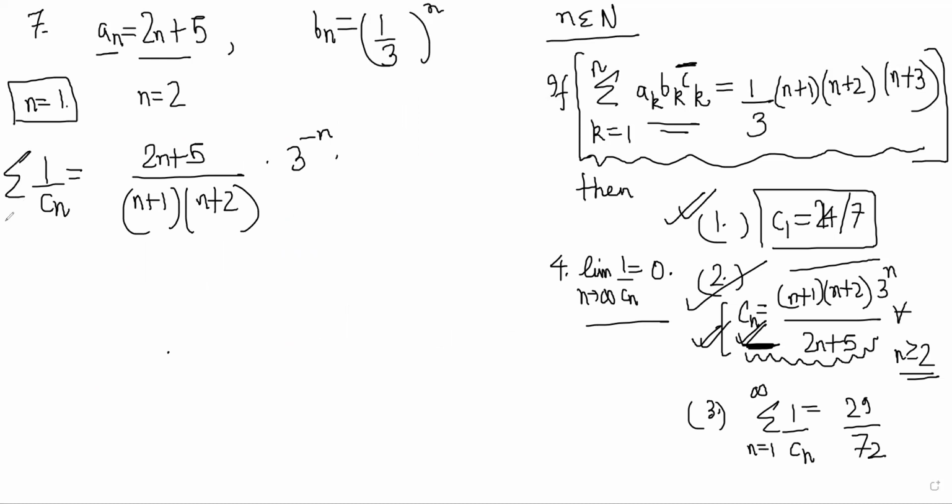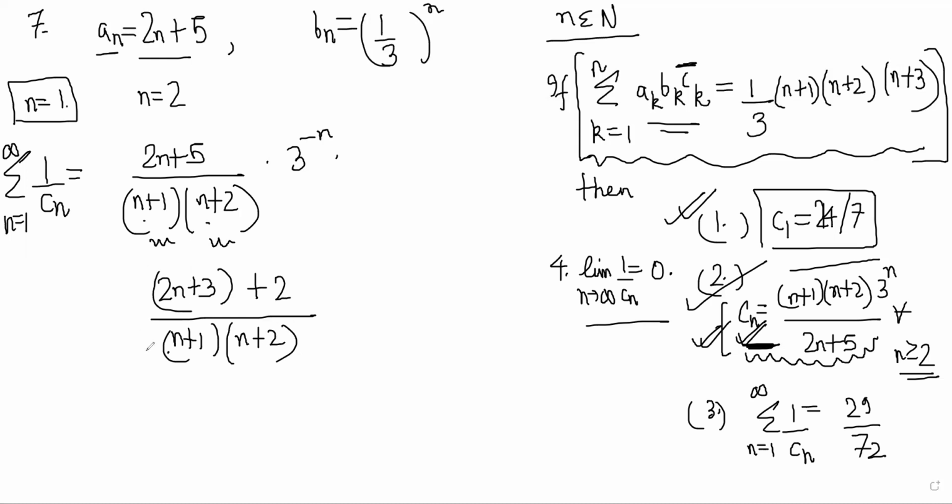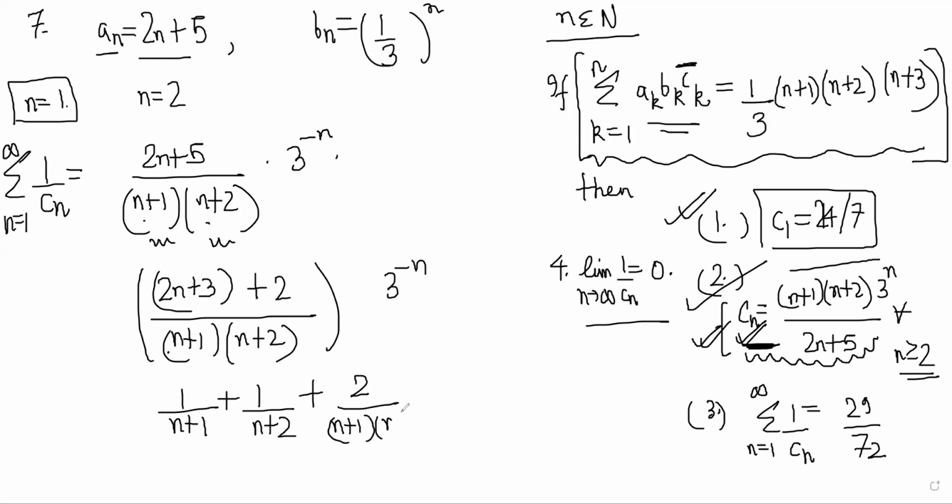Correct? I have to do the summation of n from 1 to infinity of this, right? So first of all, here you will see n plus 1 plus n plus 2 is 2n plus 3, right? So this is 2n plus 3 plus 2. N plus 1, n plus 2. And then I will split this whole thing into two separate things. You are getting 1 by n plus 1 plus 1 by n plus 2 plus 2 by n plus 1 into n plus 2, and the whole thing is multiplied by 3 power minus n, right?